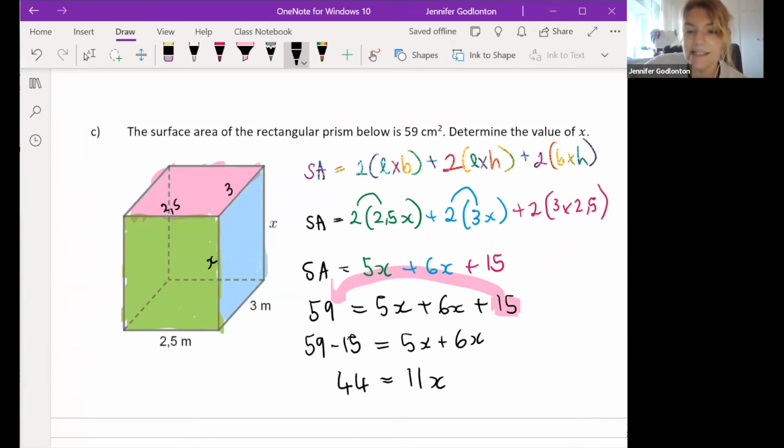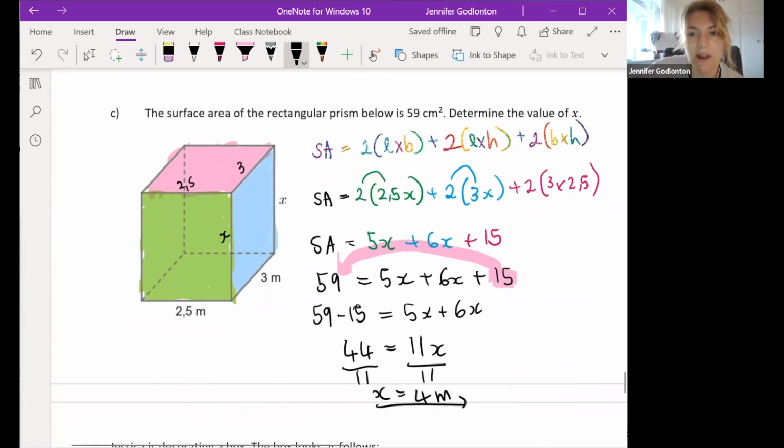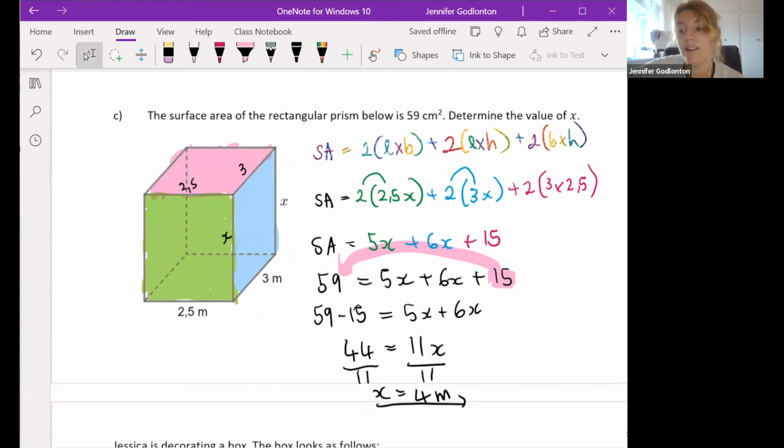Now I want to isolate x, so I'm going to divide both sides by 11, and I get the answer of x is equal to 4 meters. And that would be my full answer for this question. Quite a few of you got it right. Some people got it right in the beginning, which was really good. But that would be our final answer. So x is going to equal 4 meters.